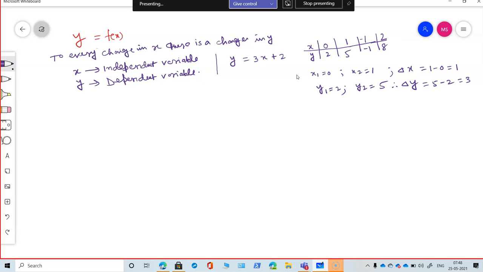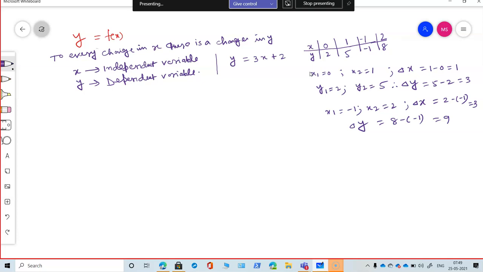Suppose you have taken x1 equal to -1 and x2 equal to 2. Delta x will be what? This is 3. Delta y will be what? 8 minus -1. This is equal to 9. So to every change in x there is a change in y also. Then y is a function of x.